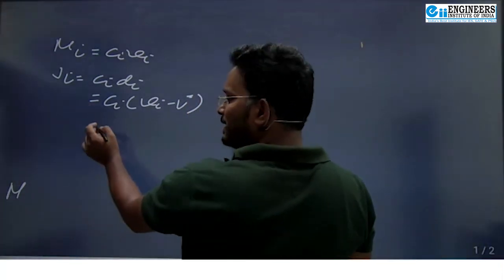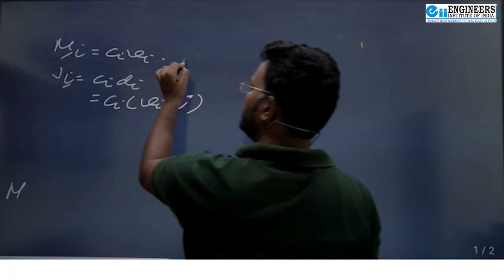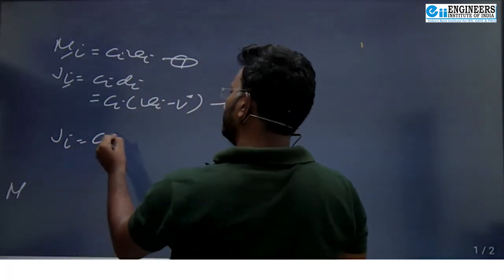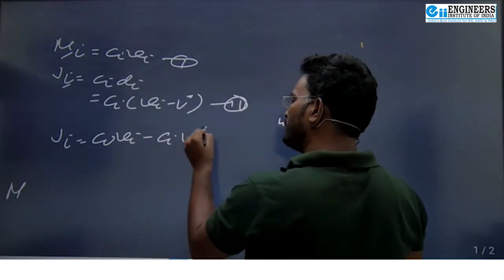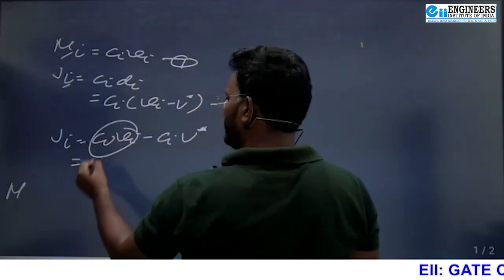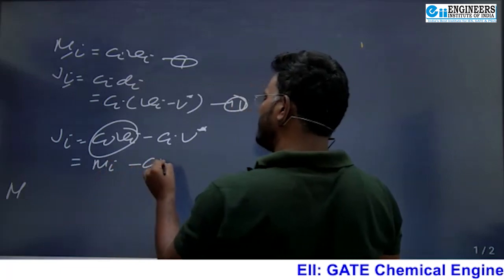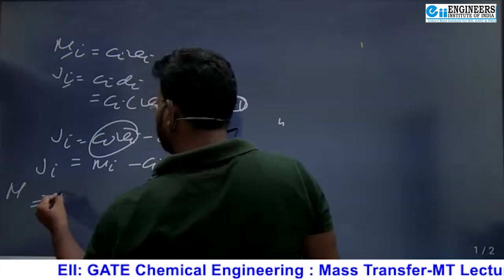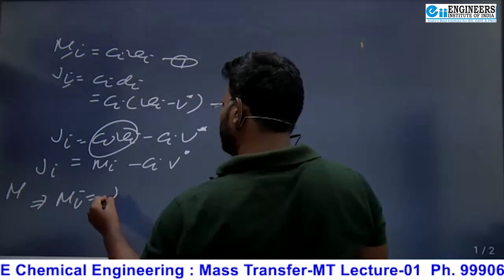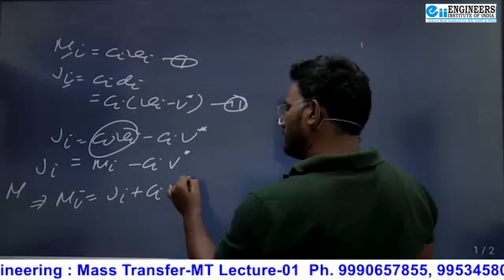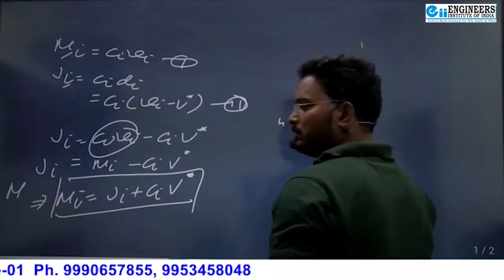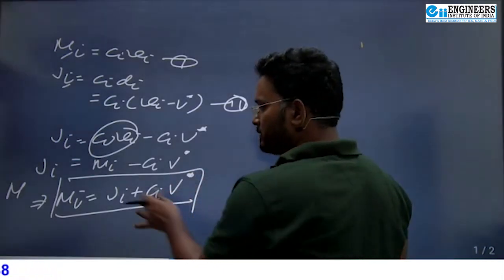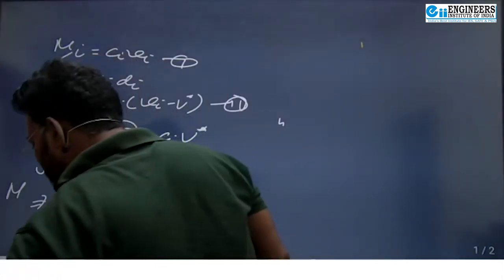Now, what is the relationship between Ni and Ji? If you want to find out, it is equation 1, equation 2. Ji is Ci into Vi minus Ci into V star. Ci into Vi is called Ni, am I right? So Ji equals Ni minus Ci into V star. Then this implies that Ni equals Ji plus Ci into V star. V star is the bulk average velocity, and if you multiply with concentration, we will find this. Is this clear?